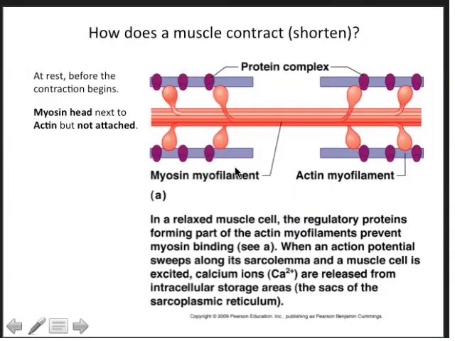This is just a zoom up showing you a little bit more detail of how the myosin and the actin interact. At rest, before the contraction begins, the myosin head next to the actin is close by but is not physically attached to the actin yet. It hasn't reached out and grabbed it in order to pull it and make the muscle shorten. And so what it's waiting for is a series of events that will allow these binding sites, these little handles on the actin, to be available for the myosin to reach up and grab.